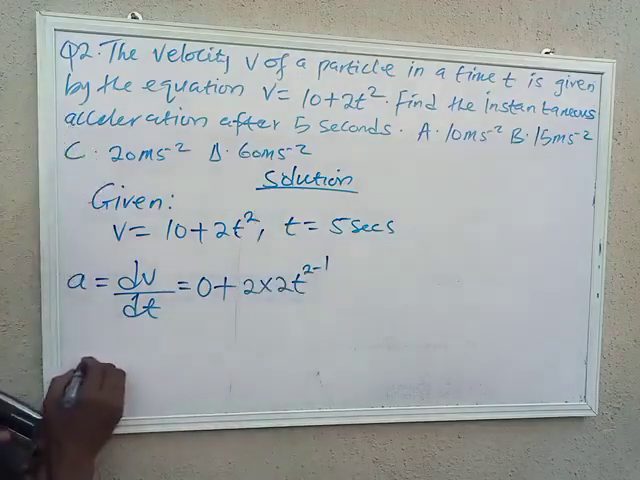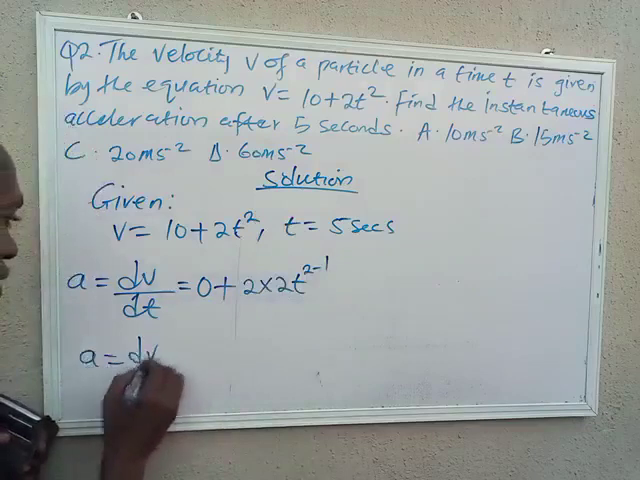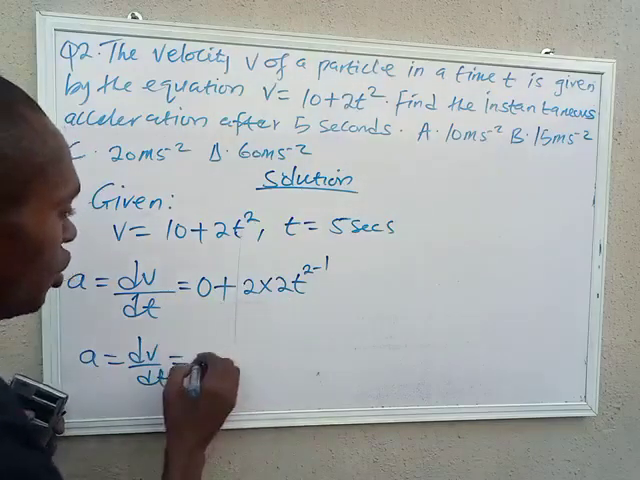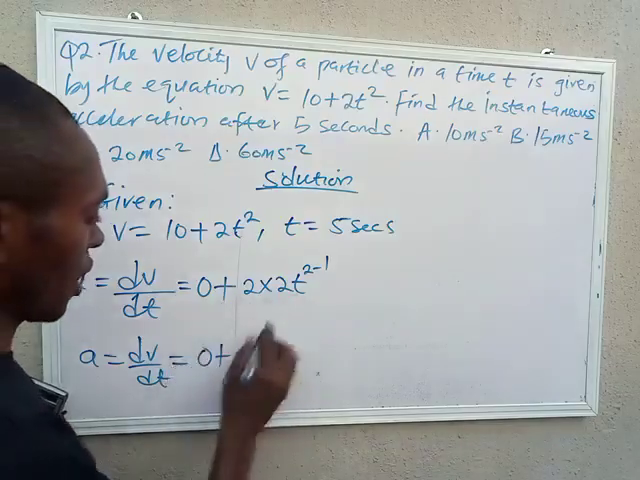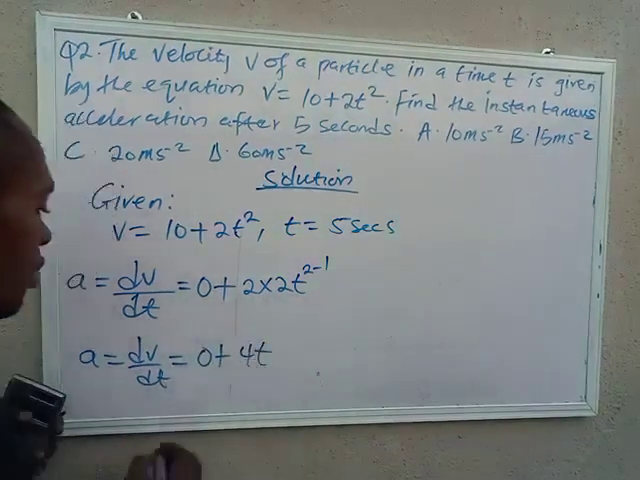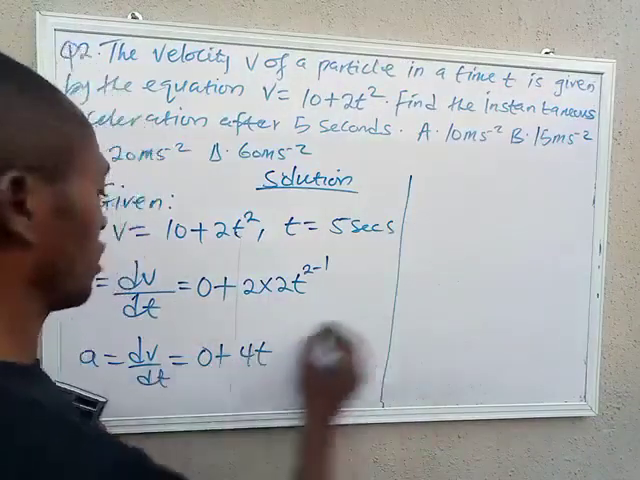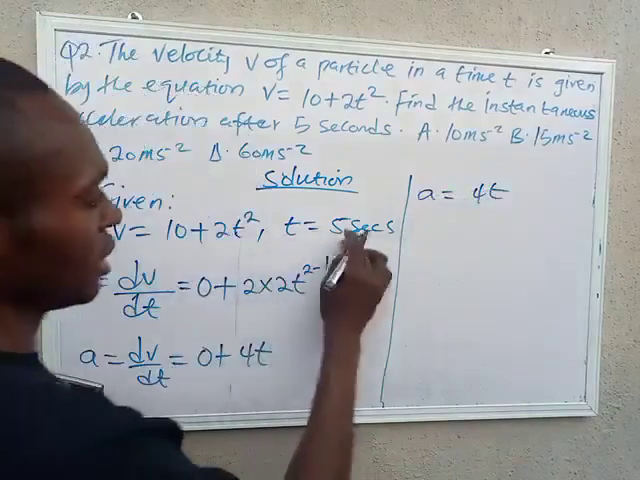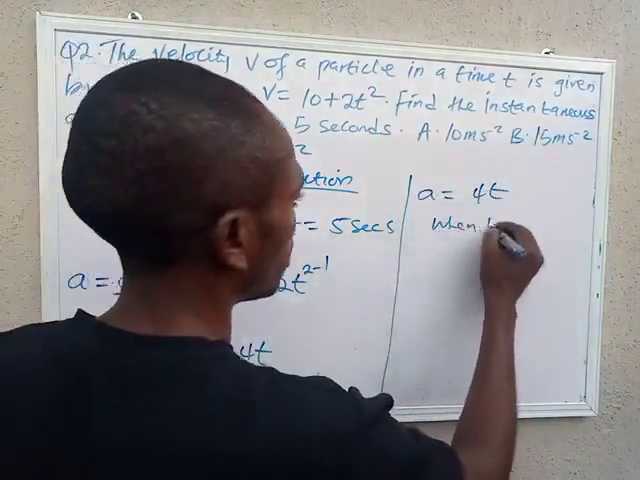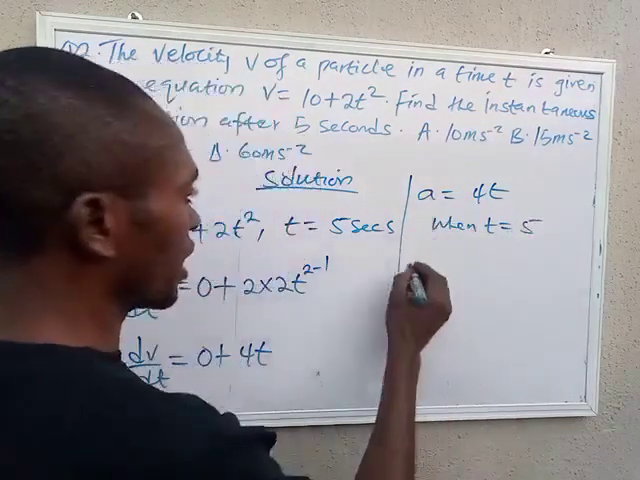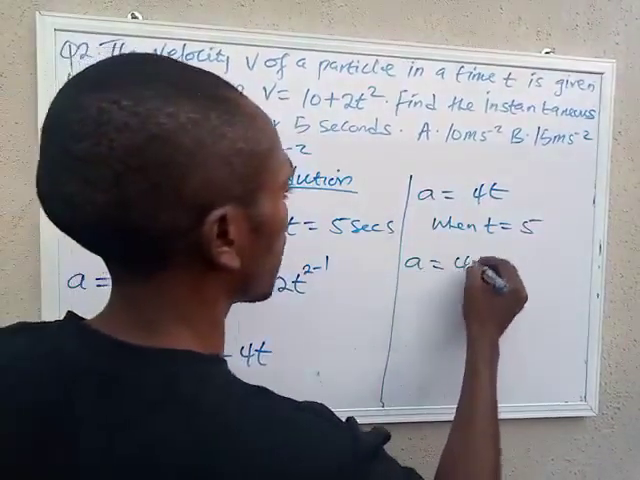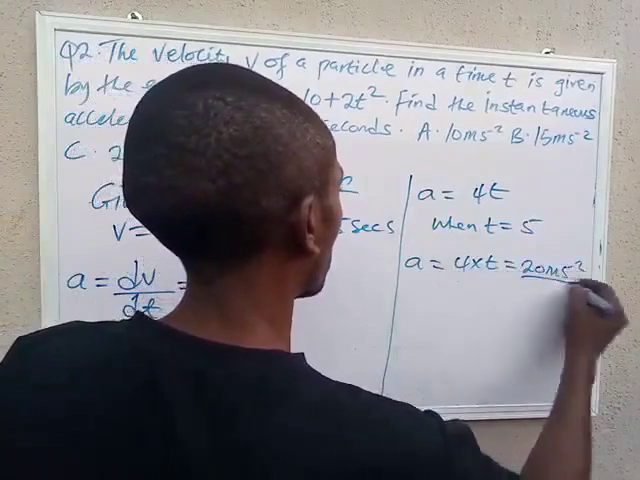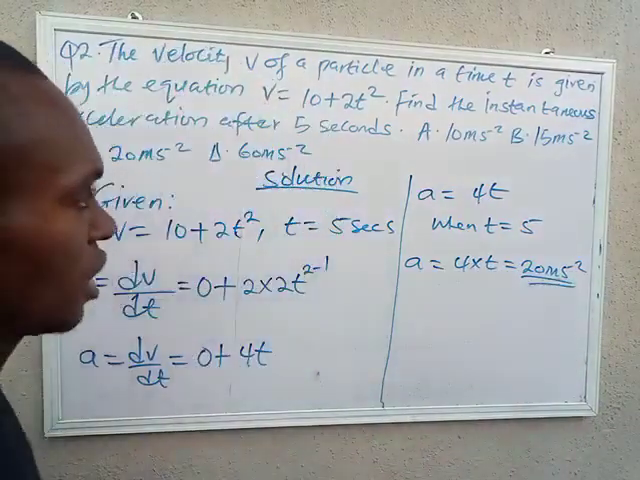So we now have our acceleration, dv over dt will give us 0 plus 2 times this, which is 4t. So what you're actually having in essence is a is the same thing as 4t. And it told us that when t is 5, we should find a. So a is equal to 4 times 5, which is 20 meters per second squared. That's the unit for acceleration, 20 meters per second squared.